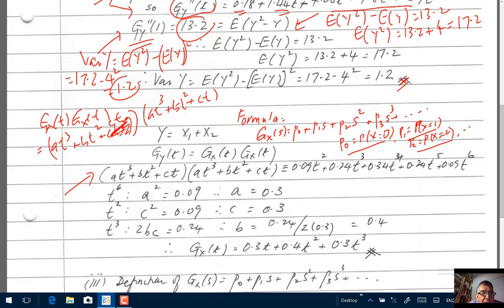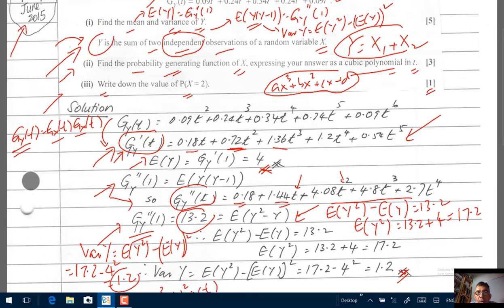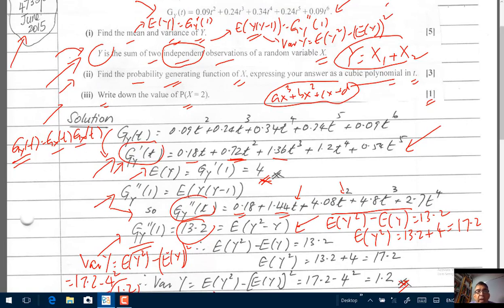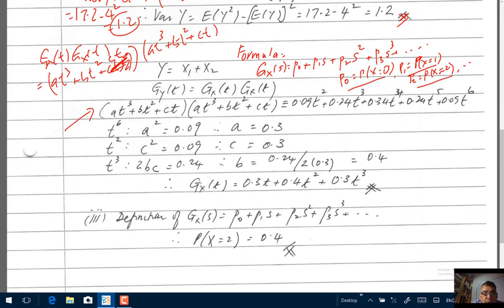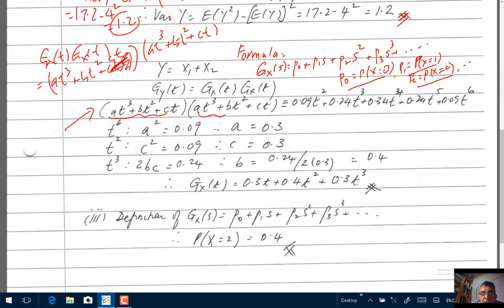I've written gx of t, the PGF of x, as at cubed plus bt squared plus ct, and I need to multiply that by the same thing because, like we said, we are using the property of independence. And the reason that you don't have a constant term here is that looking at the product, there's no constant term, so we don't need one. So this is gx of t and this is gx of t, and the product will give me what we have in the question, 0.09 t squared, 0.24 t cubed, all the way up to 0.09 t to the power of 6.